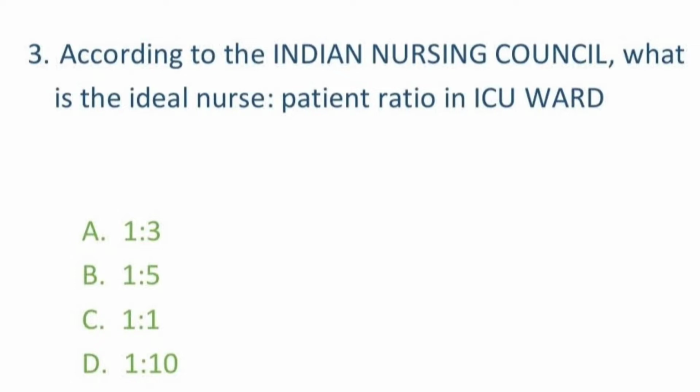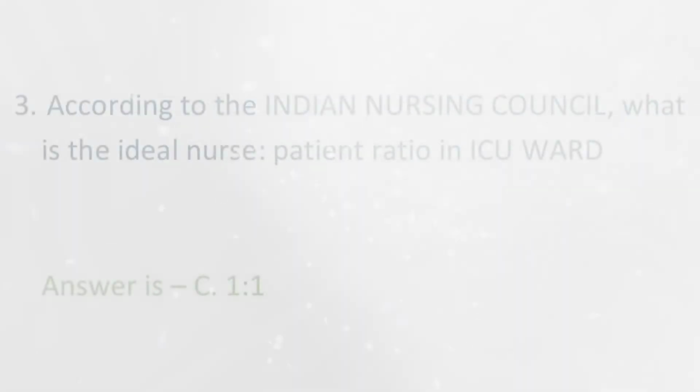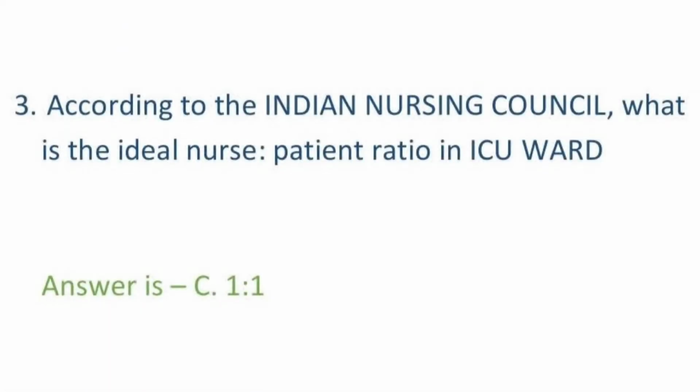Our third question: according to the Indian Nursing Council, what is the ideal nurse-patient ratio in an ICU ward? Options are A, 1:3; B, 1:5; C, 1:1; and D, 1:10. Our answer will be option C, 1:1. That is, in an ICU ward, 1:1 is the nurse-patient ratio according to the INC.